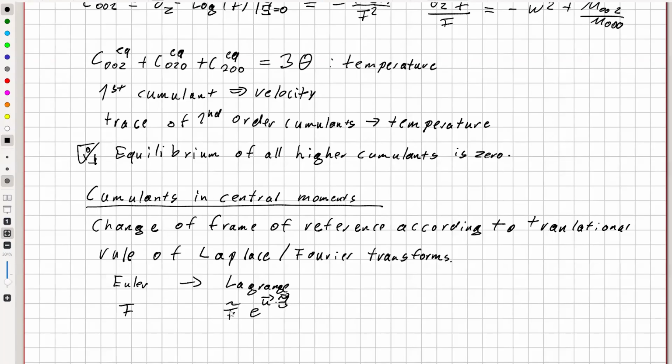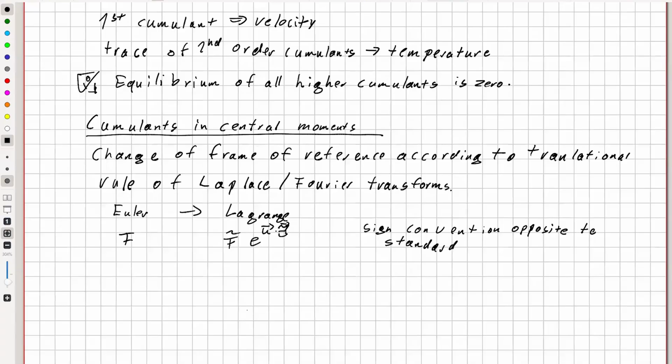Okay, if you're not familiar, it's not so difficult to prove this. The sign convention is opposite to the usual standard, therefore we also have a u and not a minus u here. If you're not familiar, I guess you find this on Wikipedia, if you look into calculation rules for Fourier transforms.